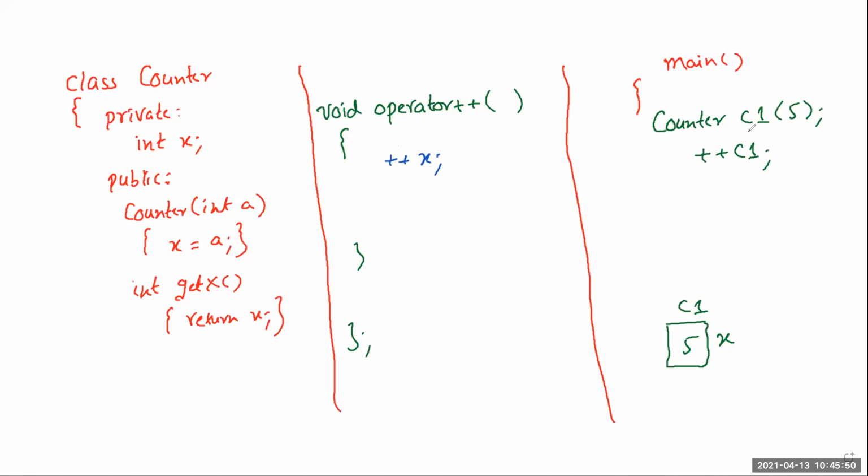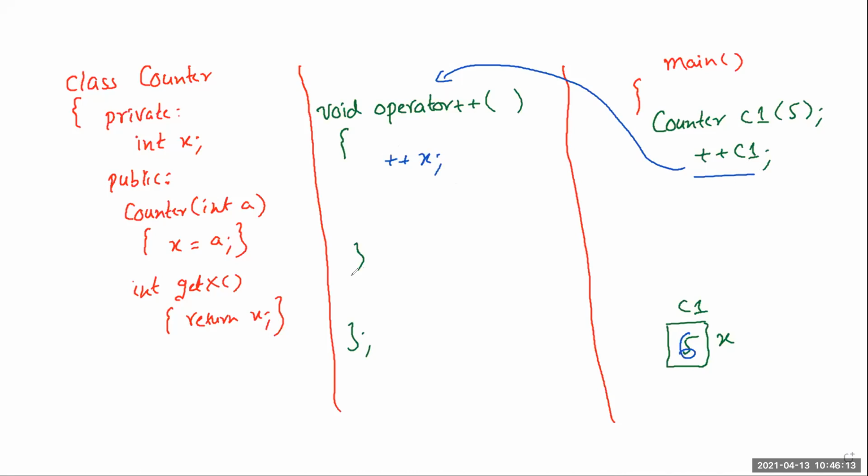Why is it done? When I create an object c1, x is 5. When I write this statement, this function is called. When this function is called, I write ++x. Now this x is of c1, so from 5 it will become 6, and the function will conclude. So you see, our job is done, although it can be improved, but for the time being it is done.